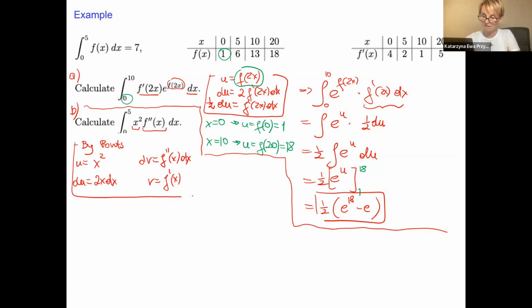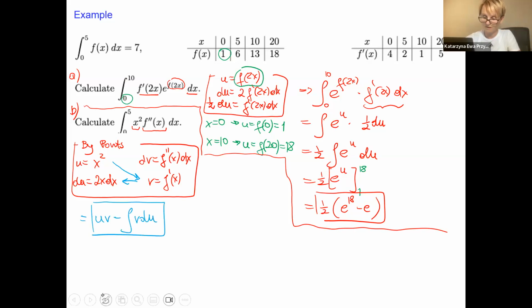Perfect. And do you remember I was using the blue pen in my UV minus integral of VDU. Maybe I can write it here. UV minus integral of VDU. That's the formula. Everybody knows this. Okay, x squared f prime of x, and then minus integral of 2x f prime of x. Oh no, do we have to do it again? Because we have x times f prime of x. I don't know if I like this.